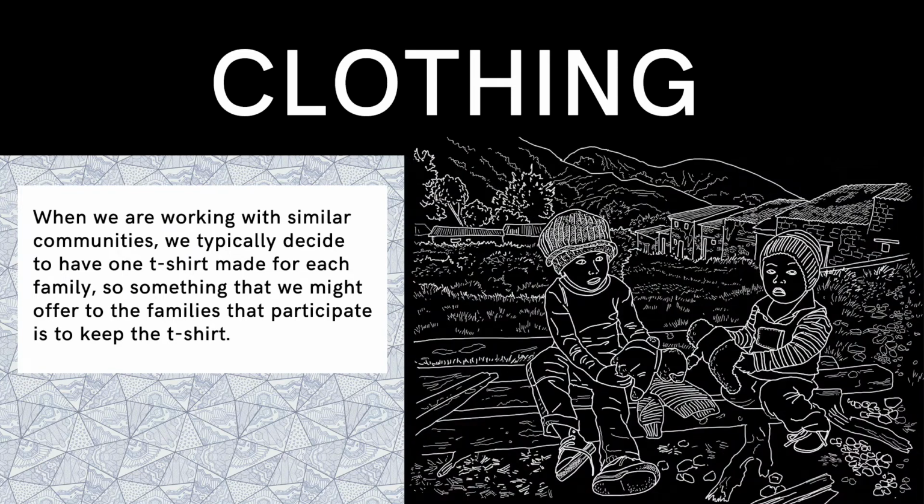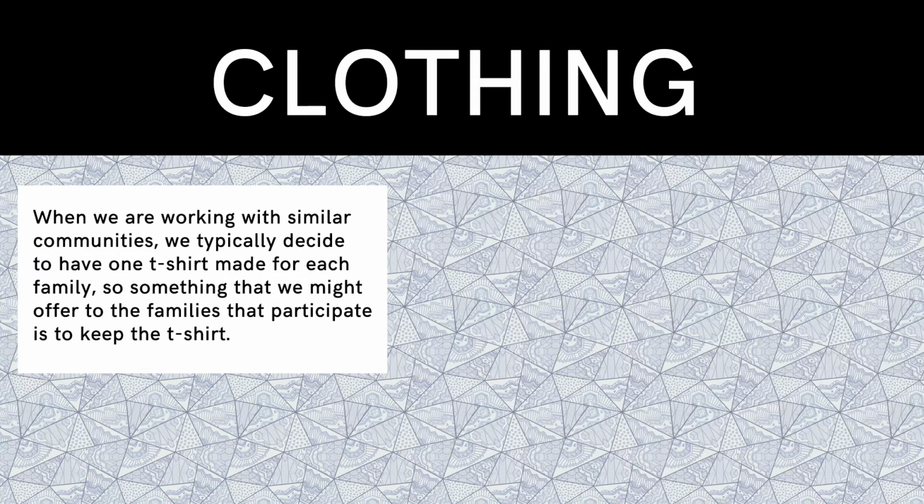So, something we might offer the families that participate is to keep the t-shirt. In fact, when you make the t-shirts, they're often not so easy to wash, but quite cheap to make. So, for instance, if you use a regular t-shirt, you might spend maybe $4 on each, and then use a paper clip to attach the device to the t-shirt.